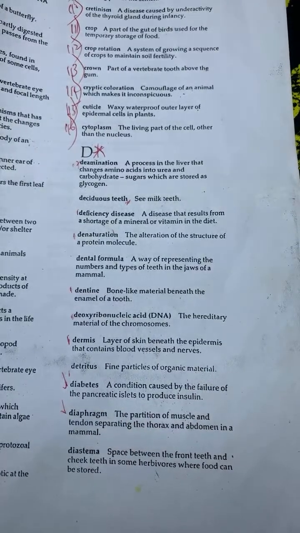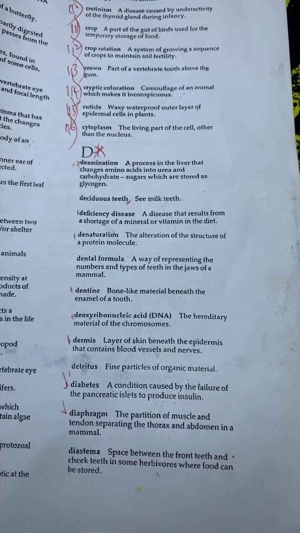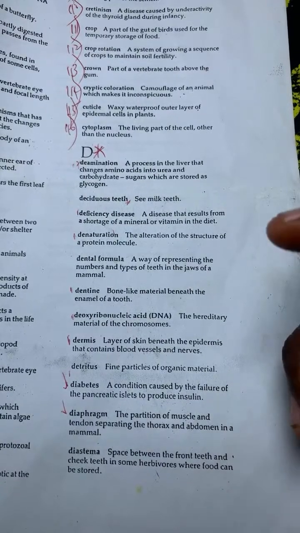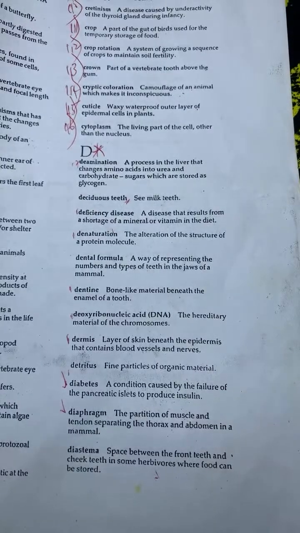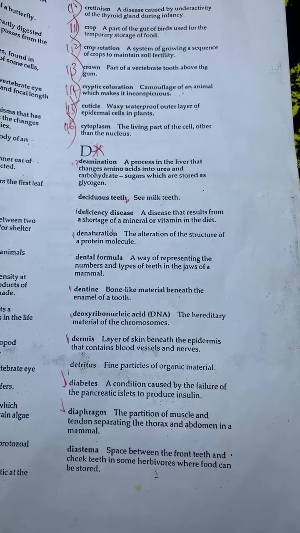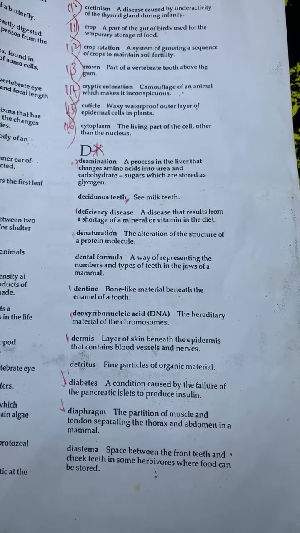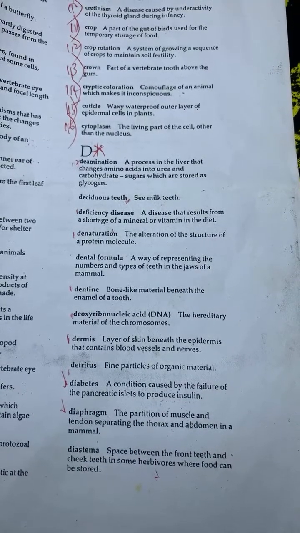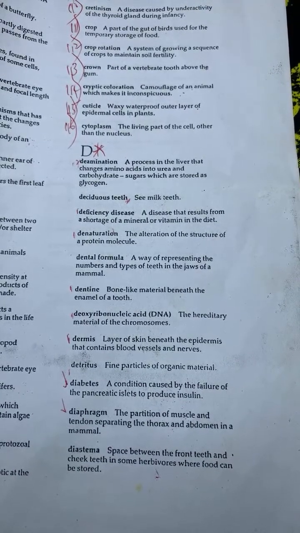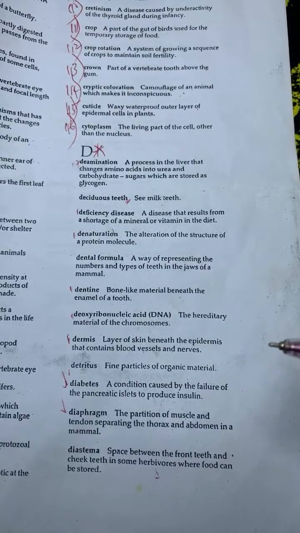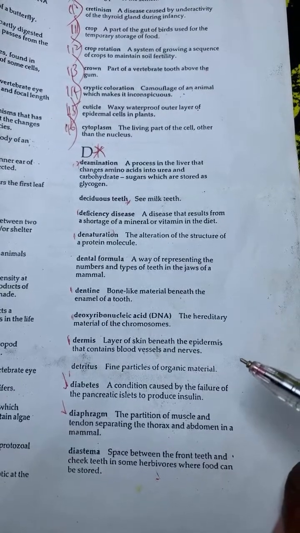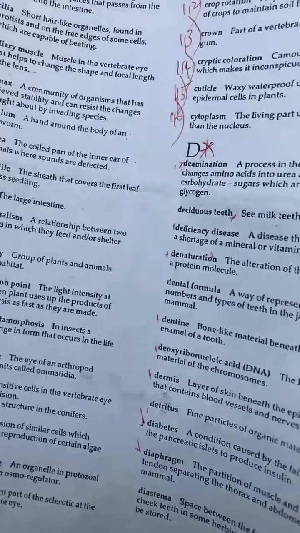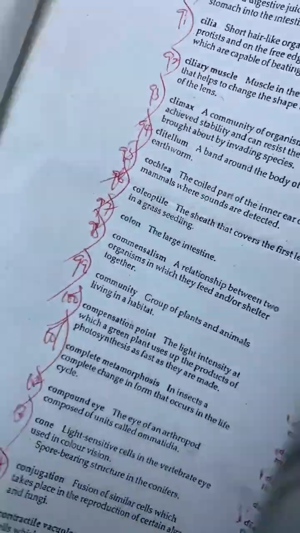Now, I move on to what I call diastema. Now, diastema is actually a space between front teeth and cheek teeth in some herbivores. The question now is, what are herbivores? I've always said that herbivores are organisms that feed on plants. We call them what? Herbivores. So the space between the front teeth and the cheek teeth in some herbivores like your goats, where food can be stored, is called what? A diastema. It is called what? A diastema.